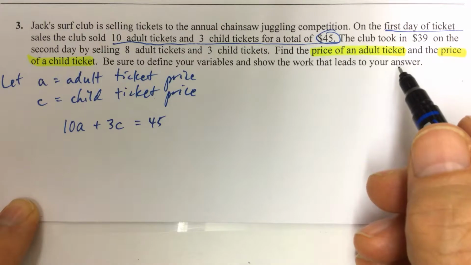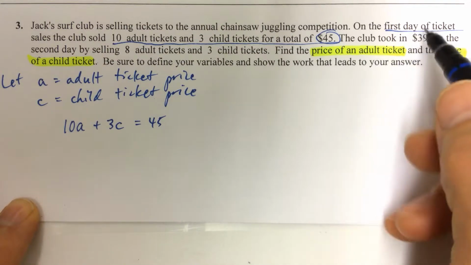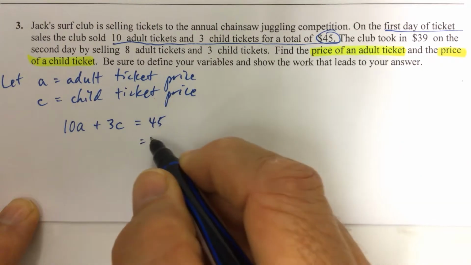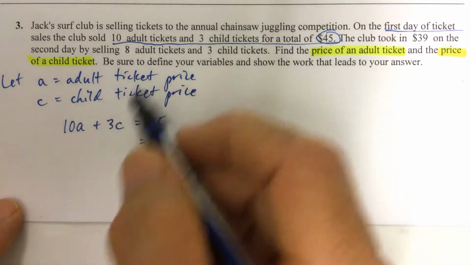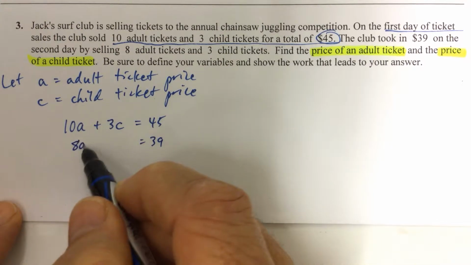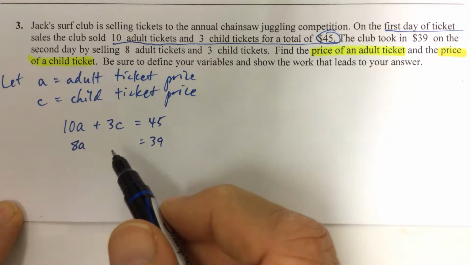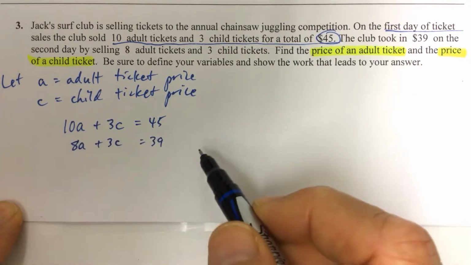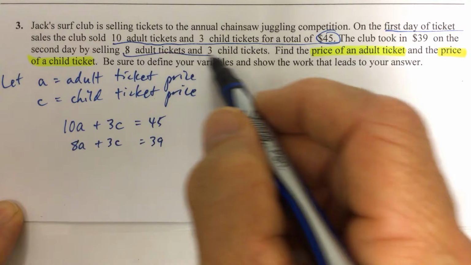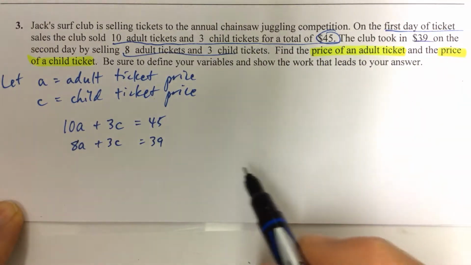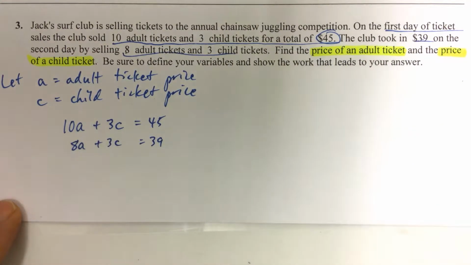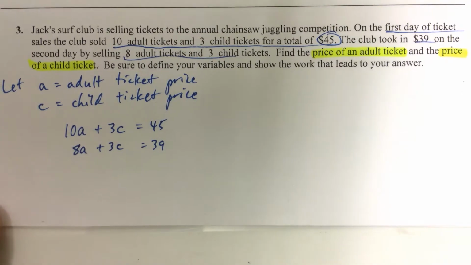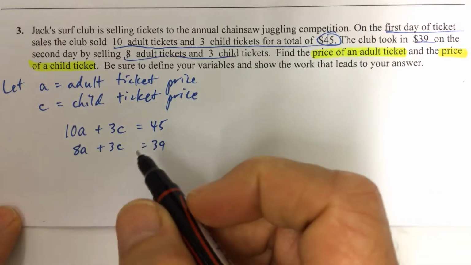Then on the second day, they took in $39 by selling 8 adult tickets. So 8 times A is the amount of money raised by selling 8 adult tickets. And then 3 child tickets. So they sold 8 adult, 3 child for $39. And so those are our two equations. Once we have two equations with two unknown variables, we can easily solve for one of those variables, and then we can substitute in to solve for the other one.